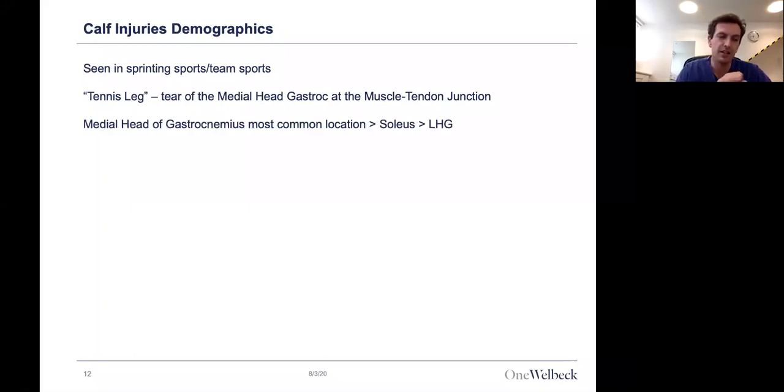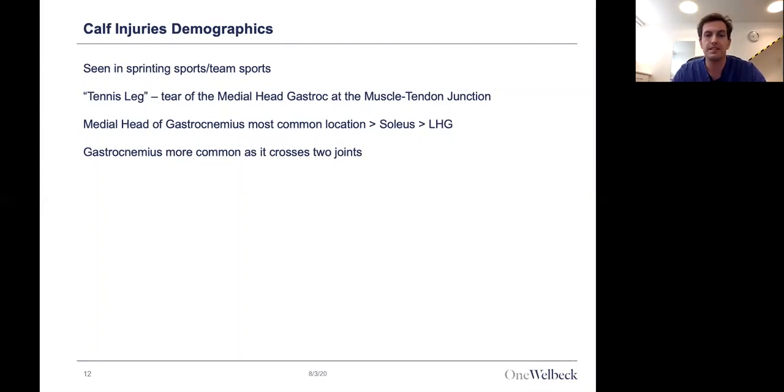If you exclude the elite literature, generally speaking, the medial head of gastrocnemius is the more common location for a calf injury, followed by soleus, the deeper muscle, and then the long head of gastrocnemius. The gastrocnemius is thought to be more common as it crosses both the knee and the ankle joint, putting it at slight neuromuscular disadvantage compared to the soleus.